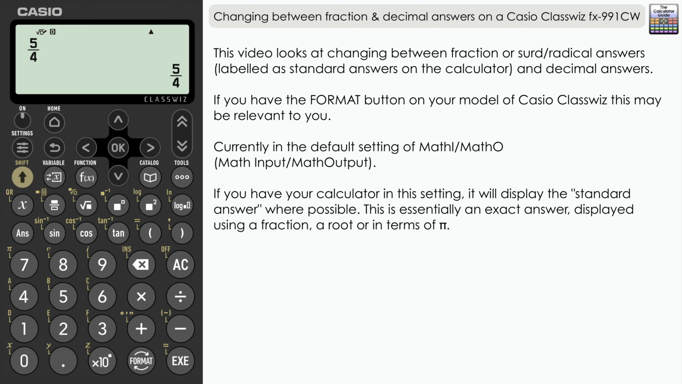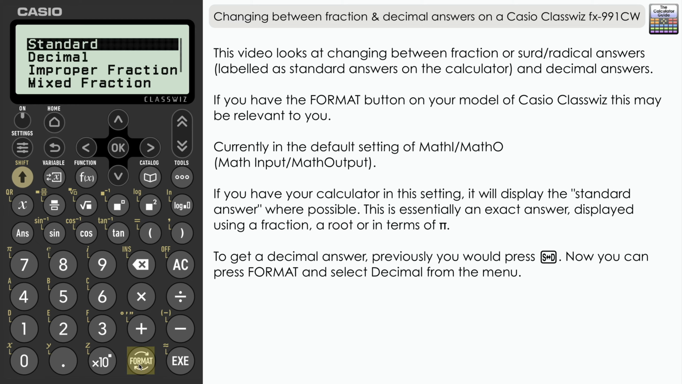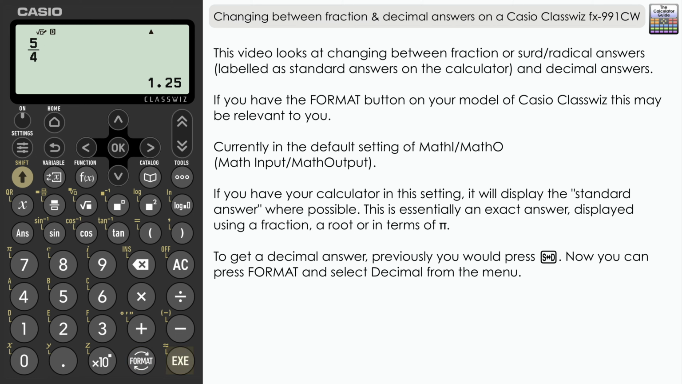Now if I want to change this to the decimal equivalent, previously on previous models I would have pressed SD to toggle it to show me the decimal equivalent of my answer. But on this model, one way to change the format of the answer is to press format, and that does give you a menu to select from. You can see here at the top we've got standard. That is just how Casio describes the fraction or the root type answer, so the exact answers are standard. We want to select decimal, so scroll down and execute, and you can see here we've got the decimal equivalent of 5/4, 1.25.